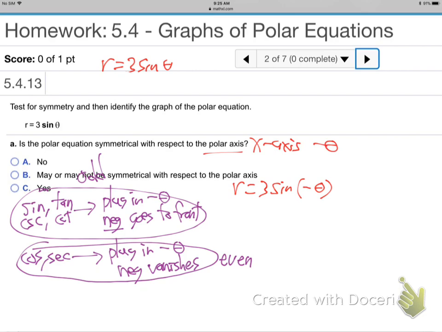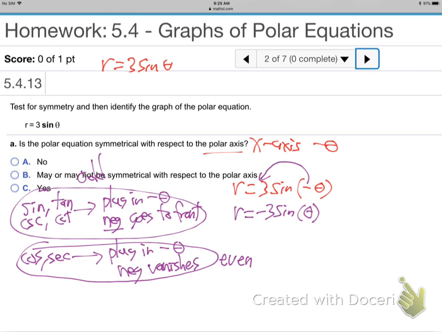Okay, so the main thing to remember from all that, you don't need all the names and everything. Just sine and tangent, negatives to the front. Cosine, negative vanishes. So negative in a sine comes to the front. So I get negative 3 sine theta. You guys with me so far? So what am I doing, and what does this mean? They want me to test for polar axis, which is the x-axis, which means plug in negative theta. I plugged in negative theta, and for sine or tangent, you're allowed to pull the negative to the front. For cosine, it just vanishes.